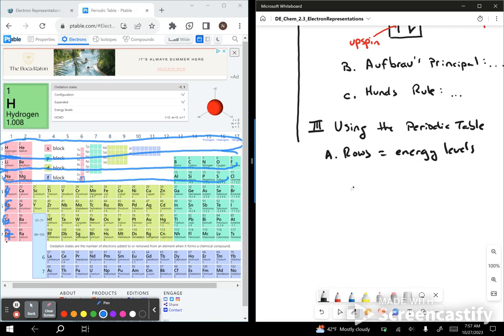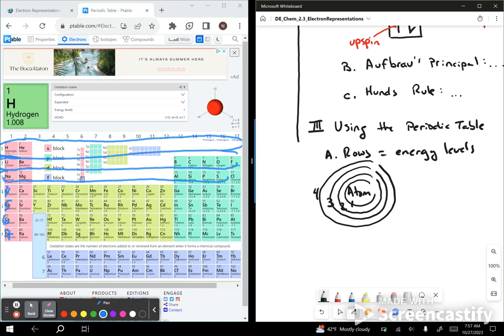Your rows equal energy levels. You might say that you have an atom, and your atom can have either 1 energy level, 2 energy levels, 3 energy levels, 4 energy levels, right? So I could write this down as 1, 2. This would be 1, 2, 3, and 4. You can go all the way up to 7. These would be your energy levels.